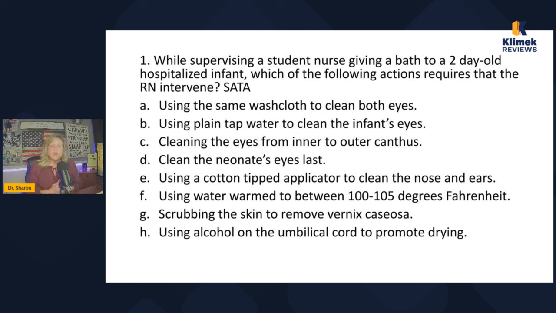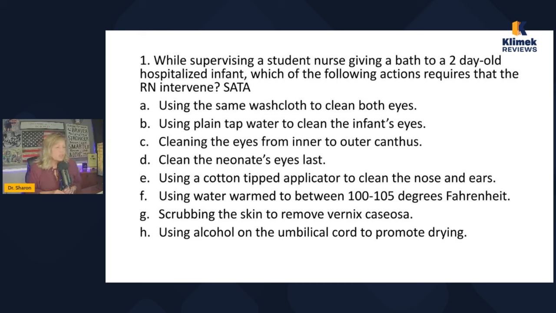I always read the question, then I read the answers, and then I read the question again in case I missed anything. While supervising a student nurse giving a bath to a two-day-old hospitalized infant, which of the following actions requires that the RN intervene? That means the student nurse is doing something wrong. So I'm looking for the wrong things for a two-day-old. When I do SATA, I turn every answer into a true-false question and relate it back to the question itself. Never relate answers to each other.